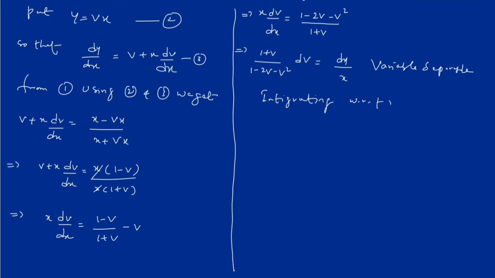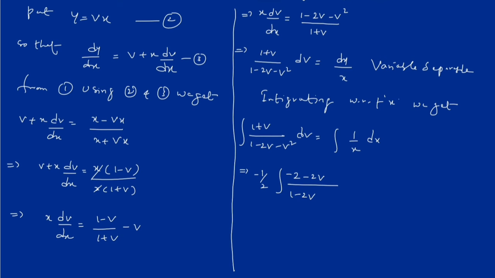Integrating, we get the integral of (1 plus v) upon (1 minus 2v minus v square) into dv equals the integral of 1 by x dx. Now we are multiplying and dividing by minus 2. Why? To convert it into the standard form, the derivative of f of x upon f of x, so the standard formula is there. It is minus 1 by 2 outside, and inside minus 2 minus 2v upon 1 minus 2v minus v square into dv, which equals log of mod x plus log of c.